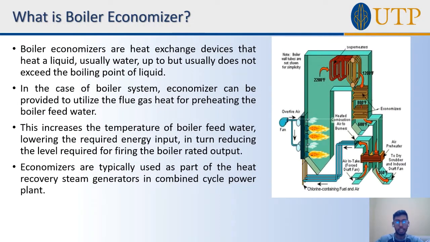What is a boiler economizer? Boiler economizers are heat exchange devices that heat a liquid, usually water, up to a temperature that usually does not exceed the boiling point of the liquid. In the case of a boiler system, an economizer can be provided to utilize the flue gas heat for preheating the boiler feed water. This increases the temperature of the boiler feed water, lowering the required energy input, in turn reducing the level required for firing the boiler to its rated output.